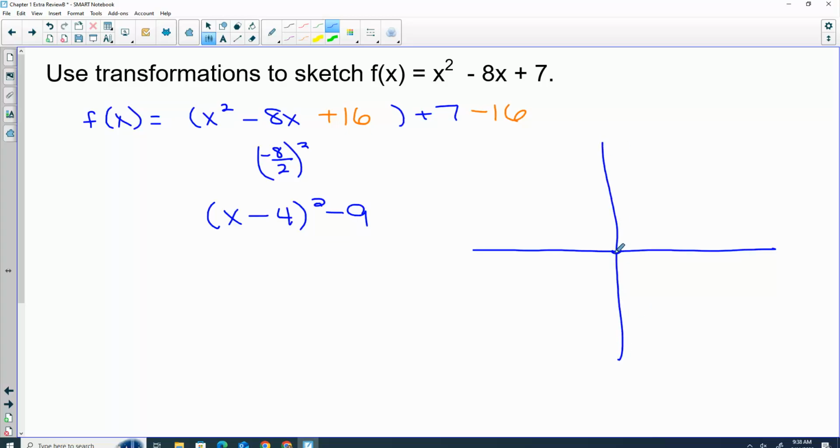So then your graph, which is probably not the part you were having trouble with on those. We know our parent function is our parabola. How does this parabola get moved? Down 9 and over 4. So make sure we know how to complete the square.